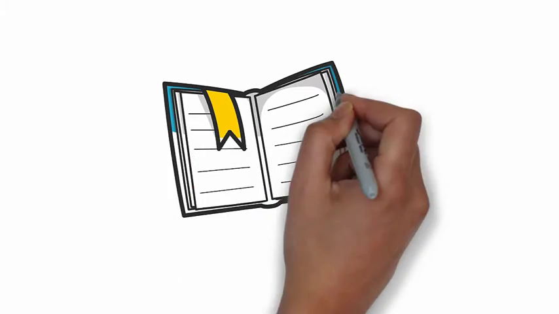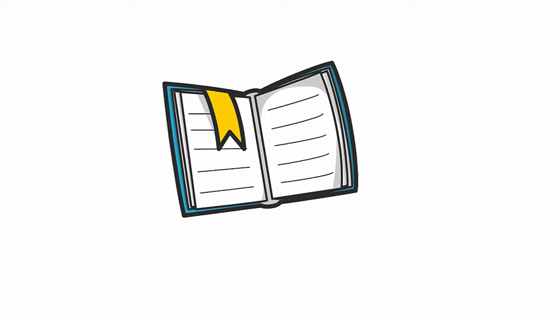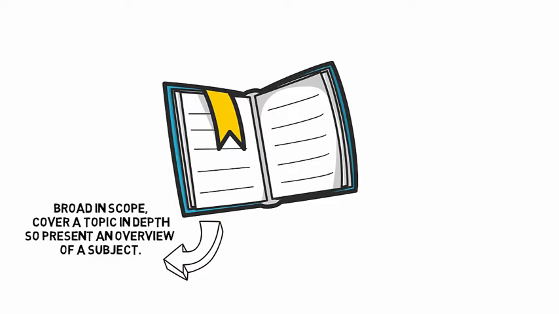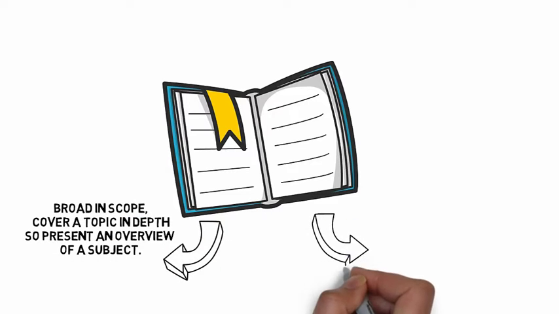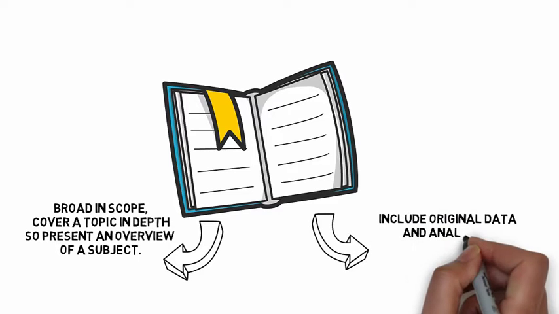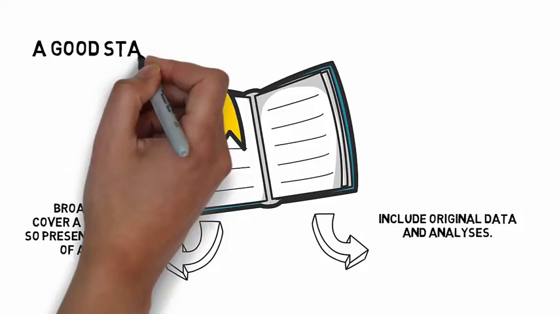Books can be broad in scope, that is, cover a topic in great depth, or provide an overview of a topic. Sometimes they will include original data and analyses. This makes them a very good starting point when beginning a new research project.